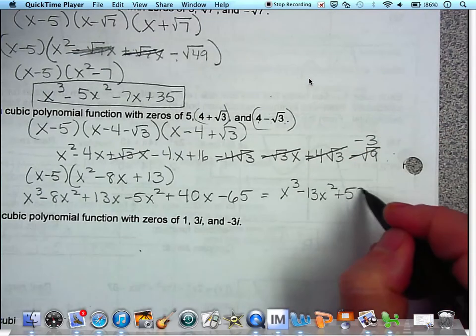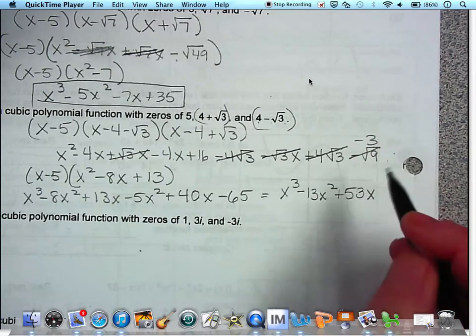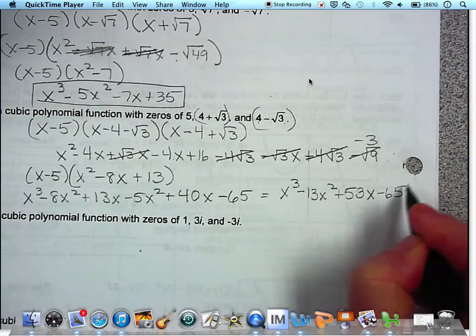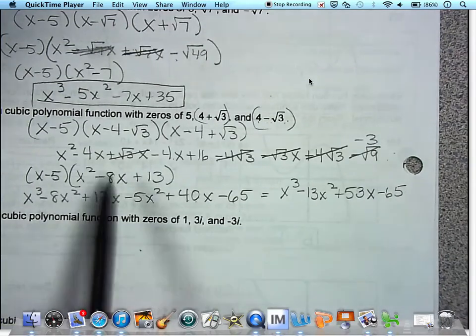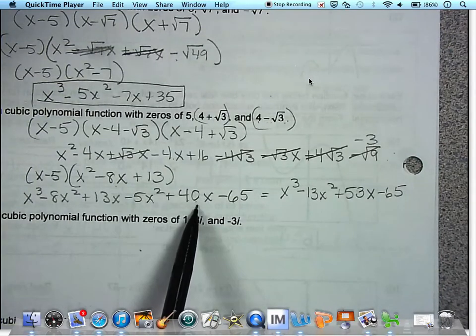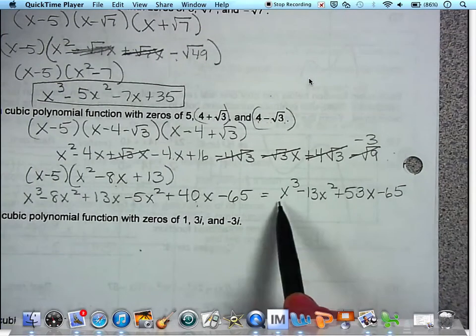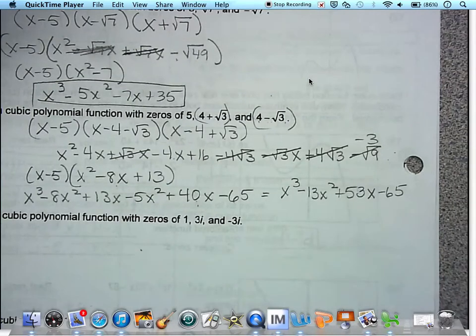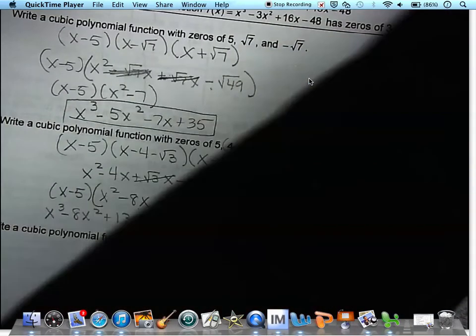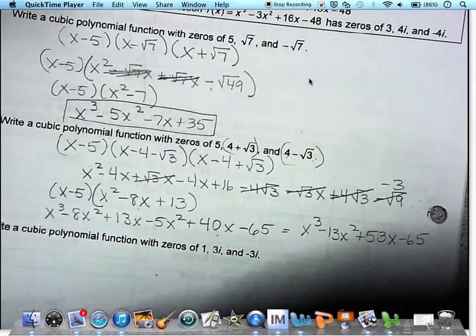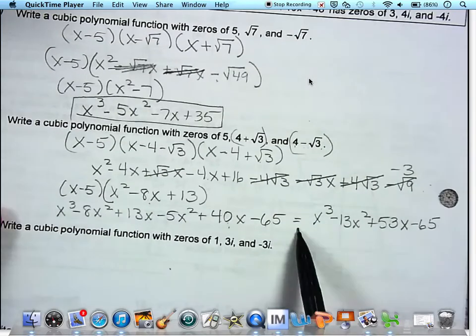53x. Is that right? So 40 plus 13x. Where's that 40? 40x is from negative 5 times negative 8x, which is positive 40x. Is that right? I don't know, let me check. I don't know what I did before. Yes, this is correct.